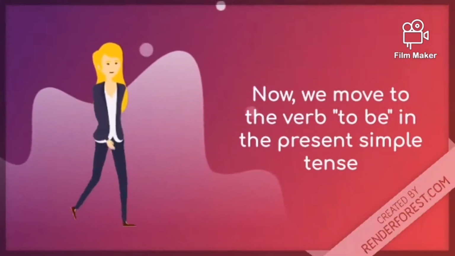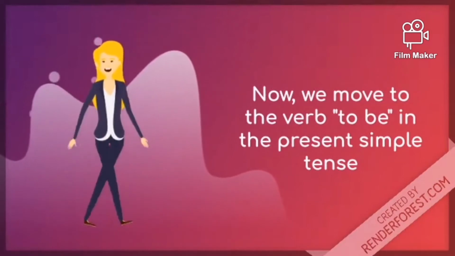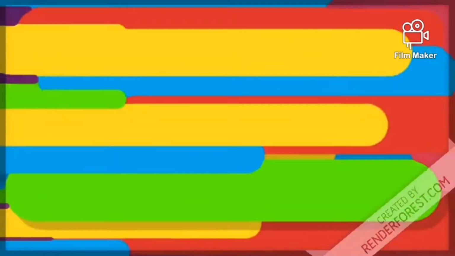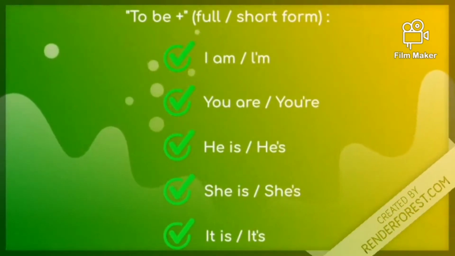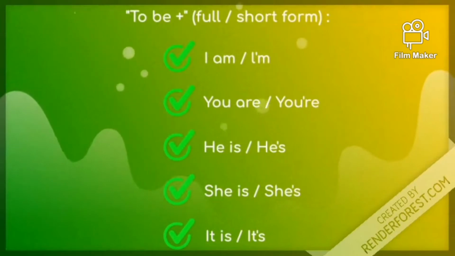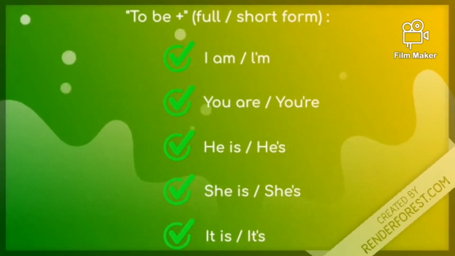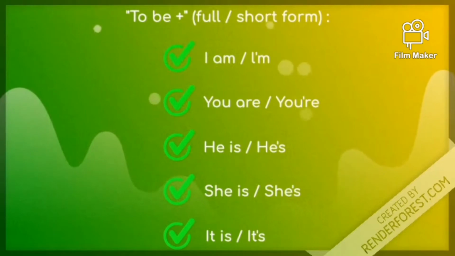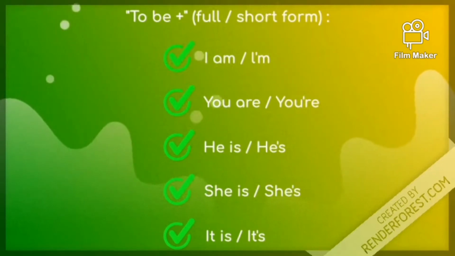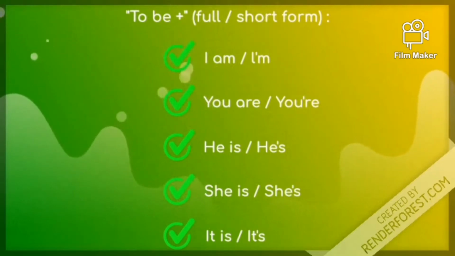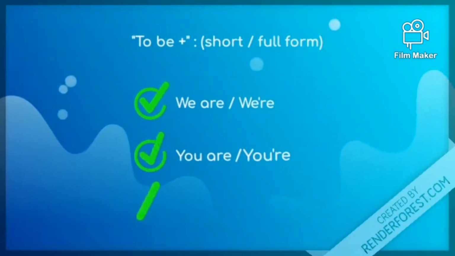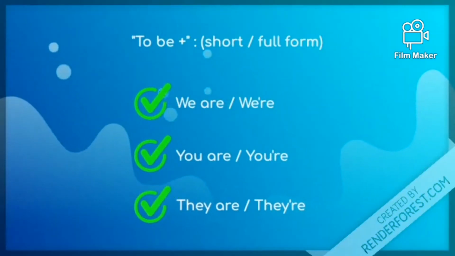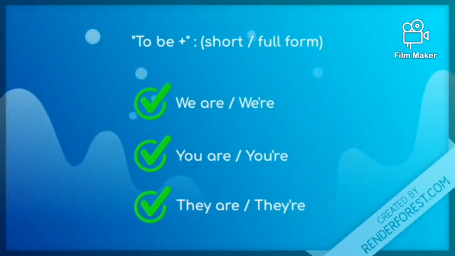Now, let's move to the verb to be in the present simple tense. To be, positive, full and short forms. I am, I'm, you are, you're, he is, he's, she is, she's, it is, it's. We are, we're, you are, you're, they are, they're.